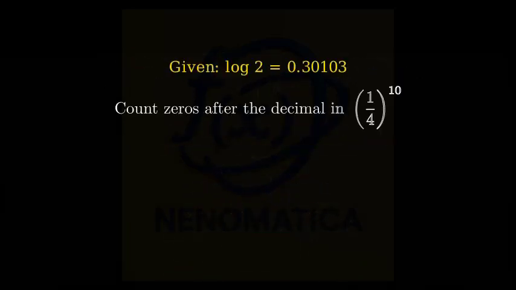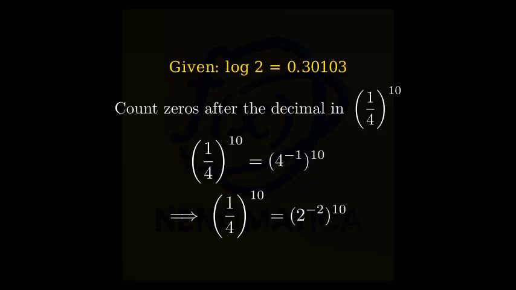Example. We will find how many zeros appear before the first non-zero digit after the decimal point in the number (1/4)^10, given that log base 10 of 2 equals 0.30103. We will carefully follow each algebraic step, exactly in the order shown in the reference solution. Step 1. Rewrite 1/4 using exponents of 2. First, 1/4 equals 4 to the power negative 1. Since 4 equals 2 squared, we obtain (2^-2)^10.